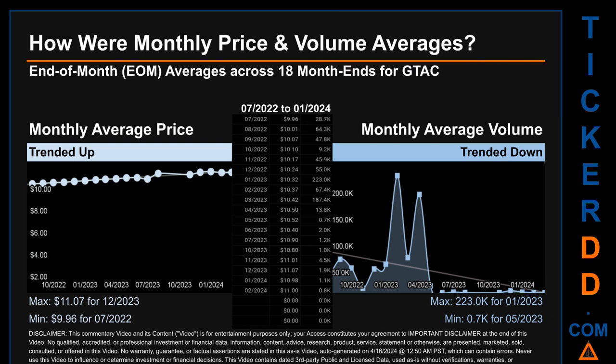The maximum end-of-month average price was $11.07 for 12/2023, while the minimum was $9.96 for 07/2022. Looking at volume, 01/2023 and 05/2023 respectively saw the highest and lowest monthly average volume at 223,000 and 0.7 thousand.